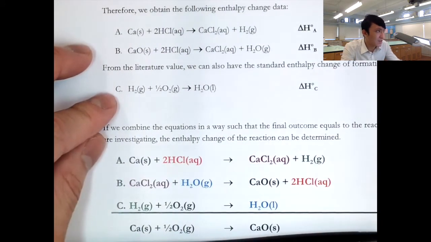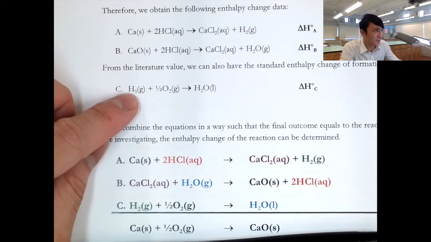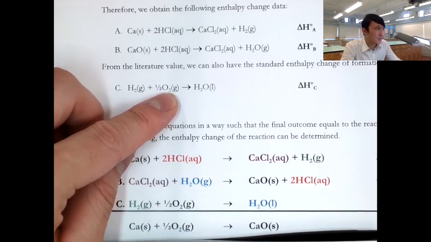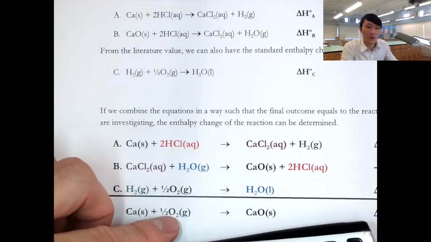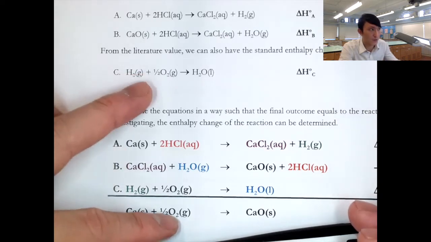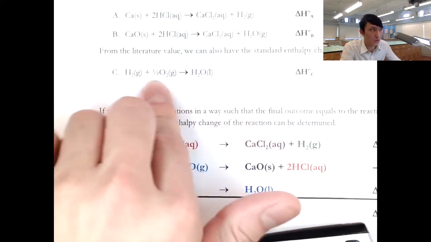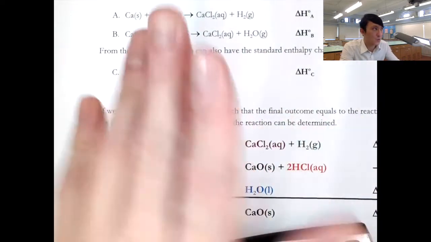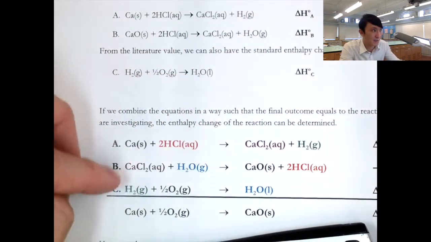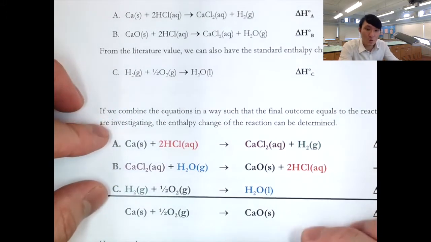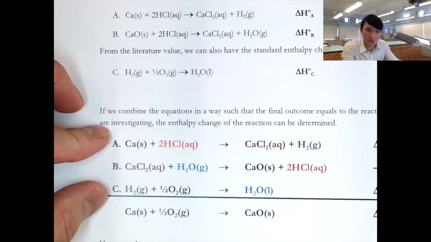Then lastly here, this one, you see we have oxygen on the left, but this is half mole of oxygen. Down here, we also want half mole of oxygen on the left. So do we have to flip it? No. Do we have to change the stoichiometry of this equation? No. We just have to, again, copy and paste, okay? So this is how we arrange the three equations.